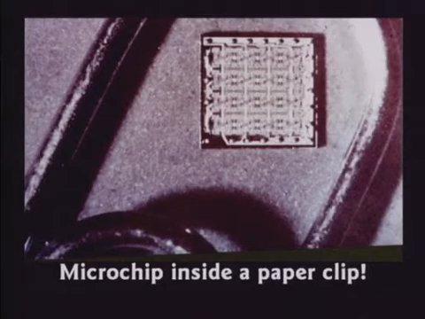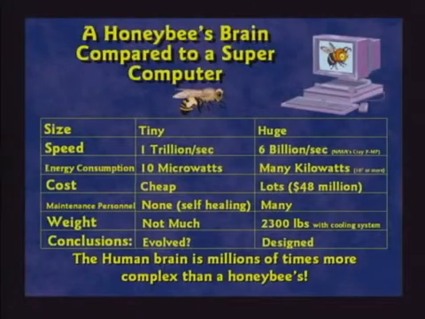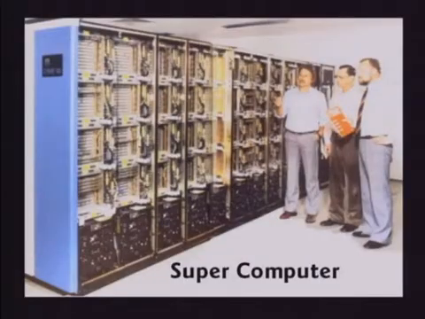Smaller is not simpler. Here's a paperclip around a microchip. This ant is holding a microchip in his mouth. That microchip can process every letter of the Bible 200 times per second. Smaller is more complex. I'll show you. Let's compare the brain of a honeybee to the NASA Cray computer, the YMP C90, at one time the world's fastest computer. The Cray computer is huge. The brain of the honeybee is tiny.